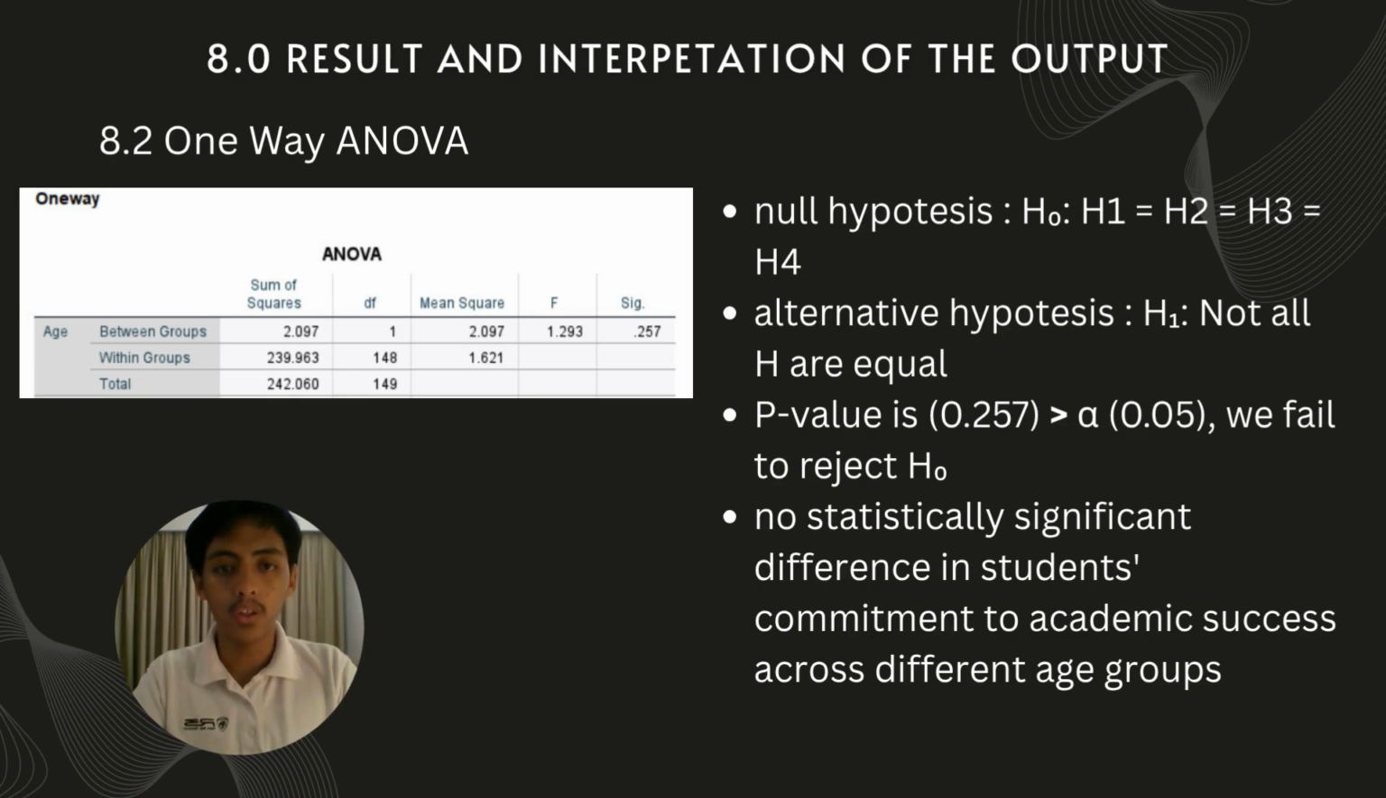In one-way ANOVA, we find that the null hypothesis is H1 equals H2 equals H3 equals H4, while the alternative hypothesis is not all H are equal. For the p-value, we find that it's 0.257, which is bigger than alpha 0.05. This means that we fail to reject H0, the null hypothesis. So, in conclusion, there is no statistically significant difference in student commitment to academic success across different age groups.